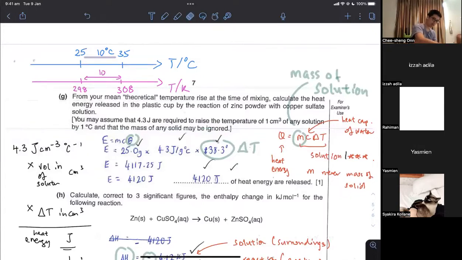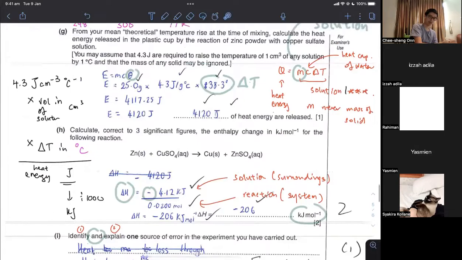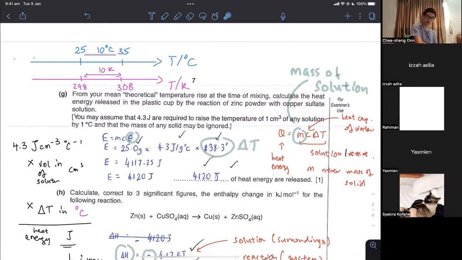So the change in degrees Celsius is the same as the change in Kelvin. So when we get the delta T, it doesn't matter. I don't know why I wrote cm³ there. Delta T should be in degrees Celsius there, but it's also equal to the delta T in Kelvin. If this is 4.3 joule, I require to raise the temperature of 1 cm³ or 1 gram by 1 degree Celsius or 1 Kelvin. They all mean the exact same thing there.